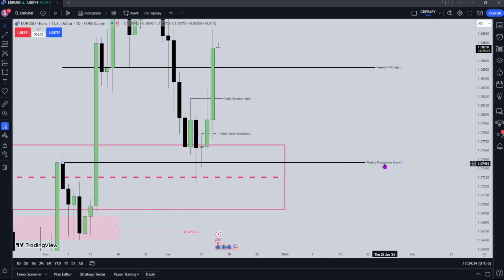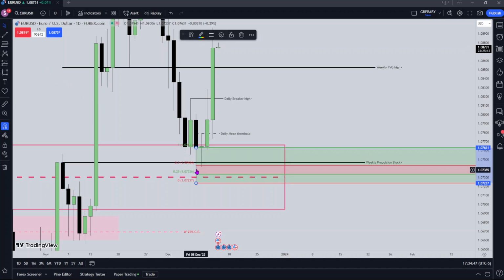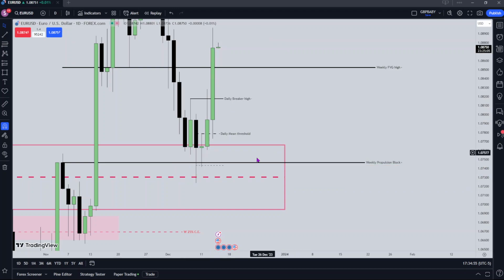Remember, we have a weekly propulsion block. Look what happens when price trades into that. We trade right down into that, and then look at the reaction. Straight away, trading away from it. Price comes down one more time to this day. Where does it come down to? The 50% level of this wick. And this is the mohawk I was talking about. We're allowed to trade to that 50% level. So we have another consequent encroachment on that wick, on the daily wick.